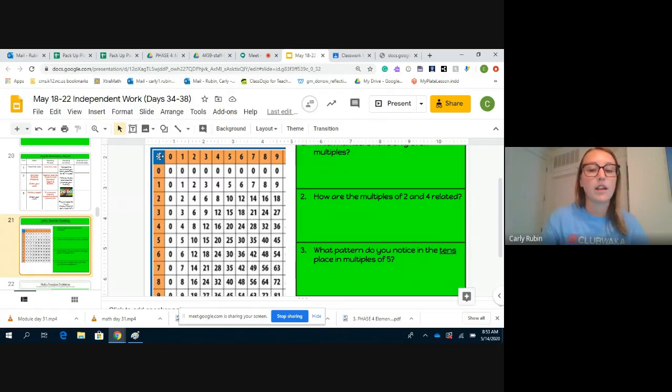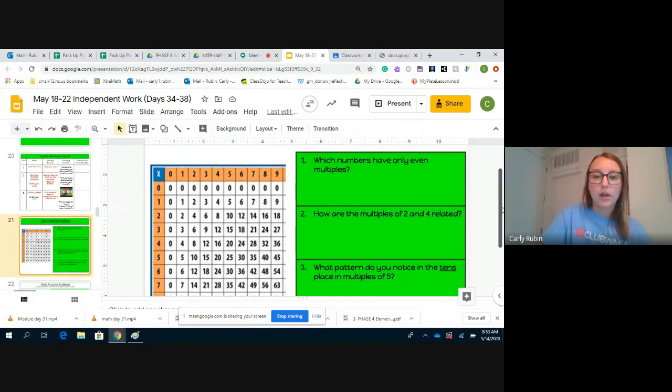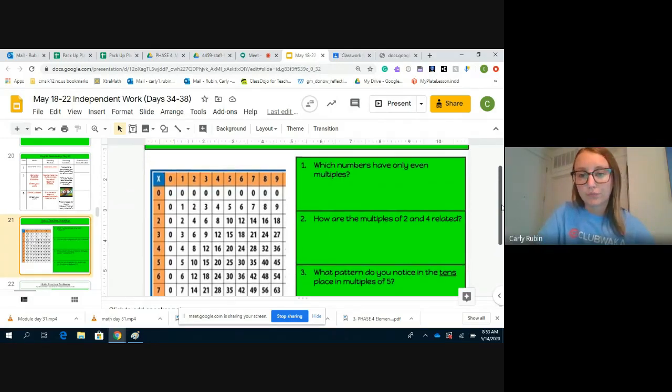So let's say I wanted to know what 4 times 4 is. I would go to 4 over here and then move down to 4 here. All right, and that would land on 16. So this table tells us our multiplication facts, but we can also find a lot of patterns within this table. So let's look at some of the questions that I'm going to model for you.